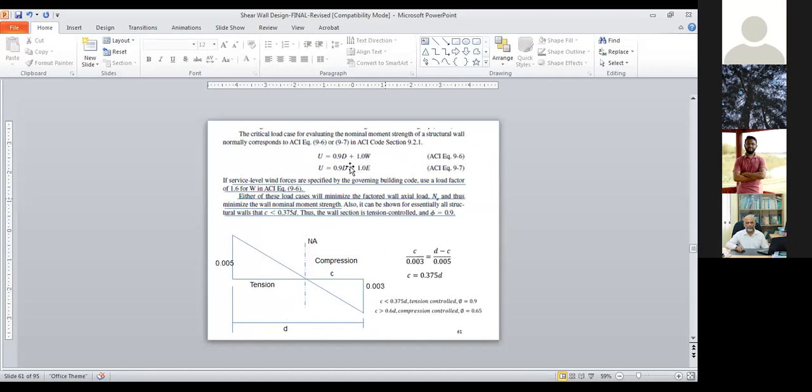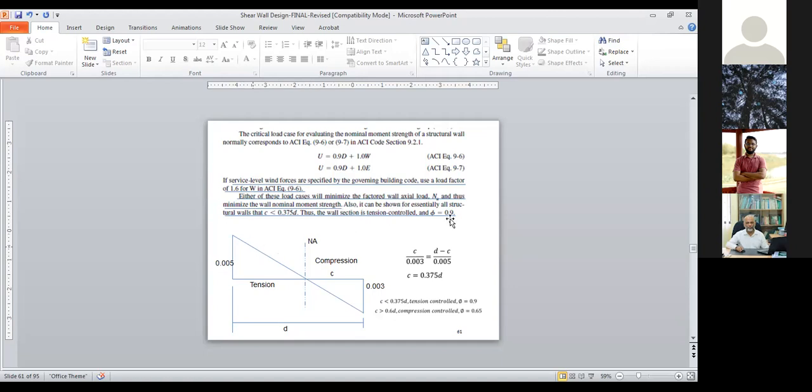And you can have load cases like 0.9 D dead load and 1 wind load, or 0.9 D and 1 earthquake load. Of course, if you use service level wind forces here, you have to use a load factor of 1.6 on wind load. So to overstress the section, you can use 1.6 times that.